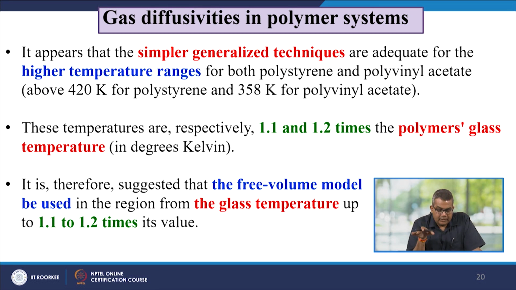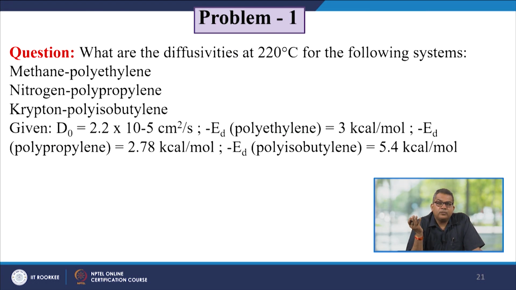Now, it appears that the simpler generalized techniques are adequate for the higher temperature range for both polystyrene and polyvinyl acetate, PVA, above say 420 Kelvin for polystyrene and 358 Kelvin for polyvinyl acetate. Now, these temperatures are respectively 1.1 and 1.2 times the polymer glass transition temperatures. It is therefore suggested that the free volume model be used in the region from the glass transition temperature up to 1.1 to 1.2 times its value.